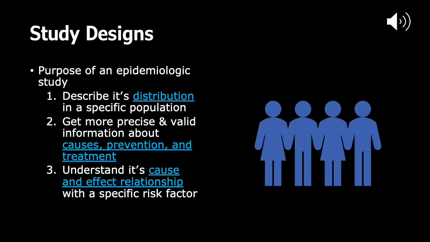So it's important for you guys, as I stated in the last slide, to understand the different types of study designs. The purpose of an epidemiological study is to describe disease distribution in a specific population. It's also to get more precise and valid information about what causes these diseases, what prevents them, and what are the appropriate treatments, and to ultimately understand the cause and effect relationship with a specific risk factor. So we all want to know what are the risk factors for getting certain diseases so that we can hopefully avoid or reduce those risk factors for ourselves.